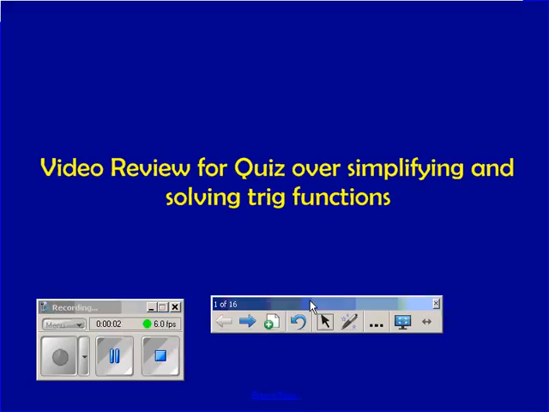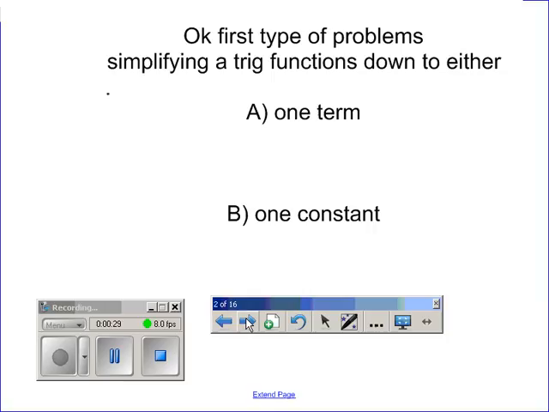Okay, so today what we're going to be looking at is reviewing for your quiz over simplifying and solving trig functions. If you don't get all this right at the beginning, this is going to be uploaded on YouTube. The sub should put the link on the whiteboard so that you can write that down, so you can go back and look over this as much as you want tonight so that you'll be good to go for tomorrow. So let's go ahead and get started.